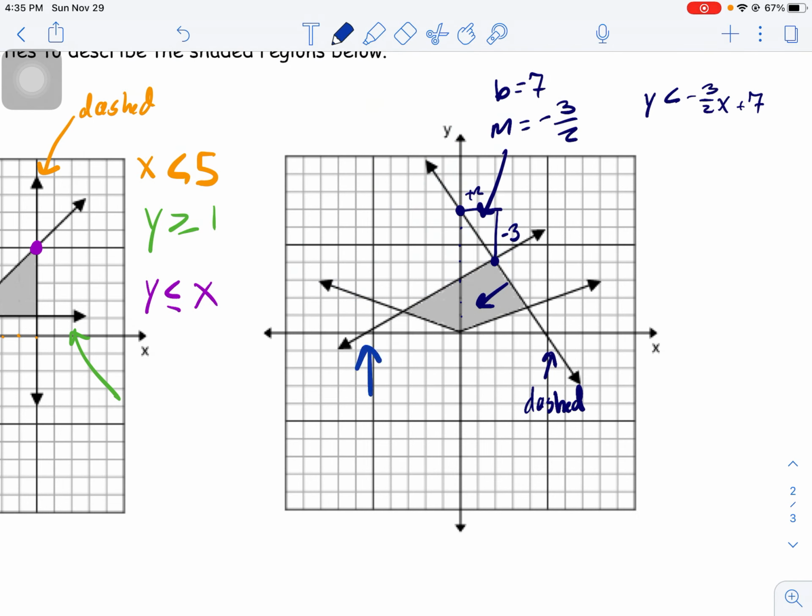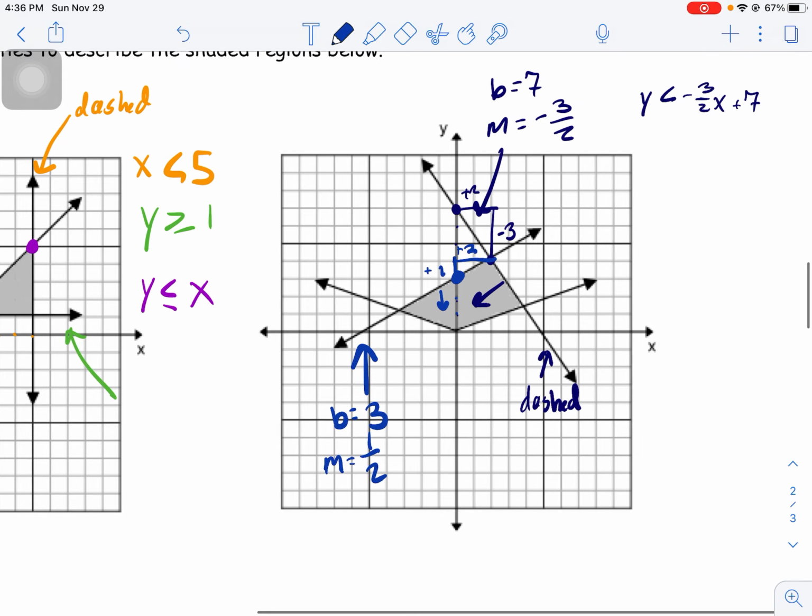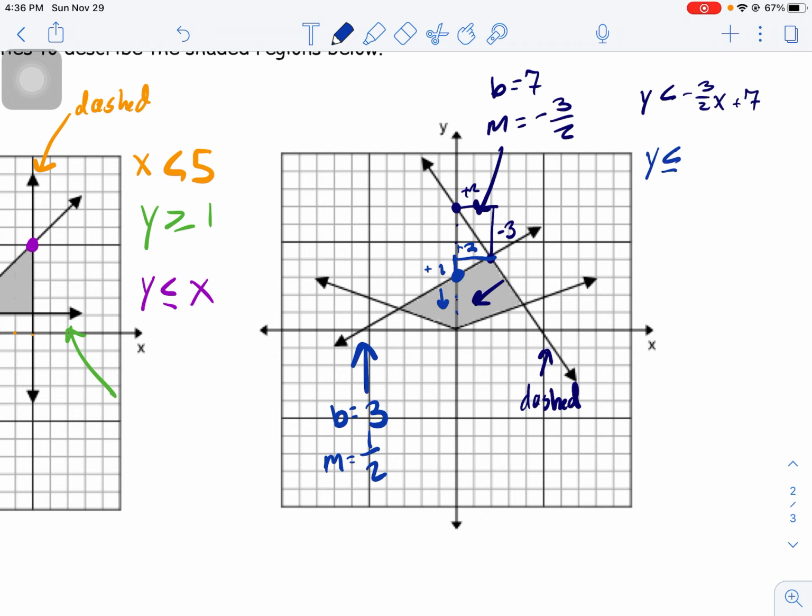Next line, we'll look at this line right here. It has a b value that is equal to 1, 2, 3. Following this slope, it's going up 1 and to the right 2, so that's going to be a slope of 1 over 2. Again, this is shaded below, so we're saying y is less than or equal to positive 1/2 x plus 3.